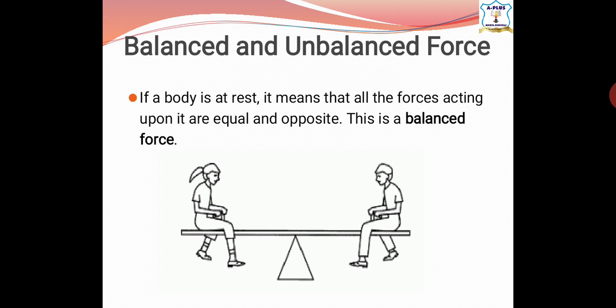So if a body is at rest, it means that all the forces acting upon it are equal and opposite. You can see that this body is at rest, and the forces acting on this body are equal and opposite. That means the weight at the left side is the same as the weight at the right side, which makes the body to be in an equilibrium position. And this is also called balanced force. The force at the right hand side and the force at the left hand side are the same, and that's why you can notice that this thing is on a straight line. It is a balanced force.